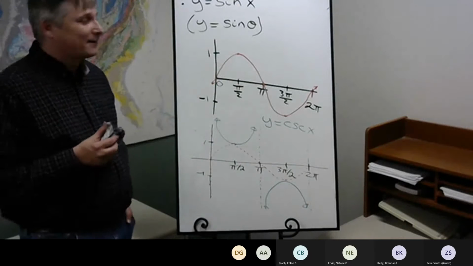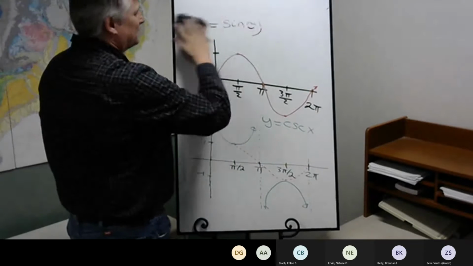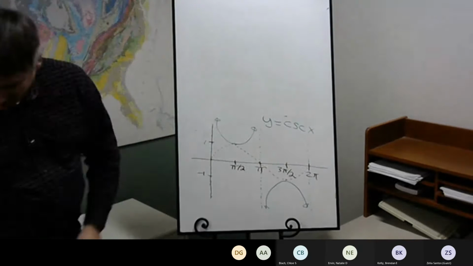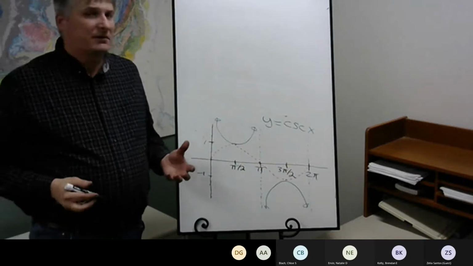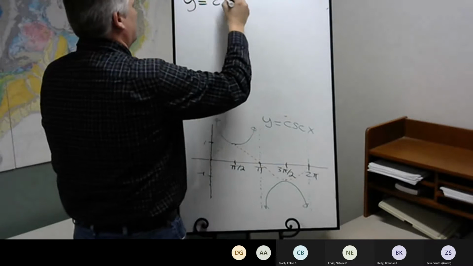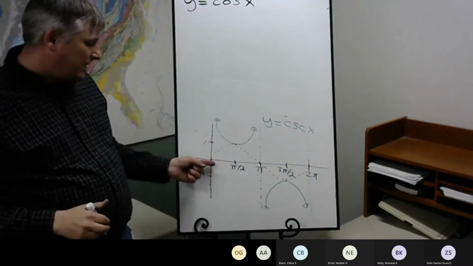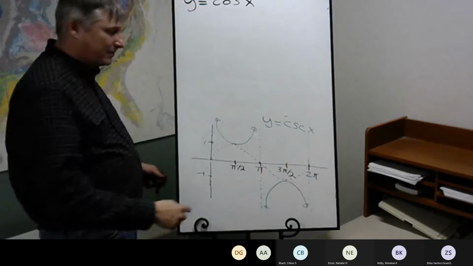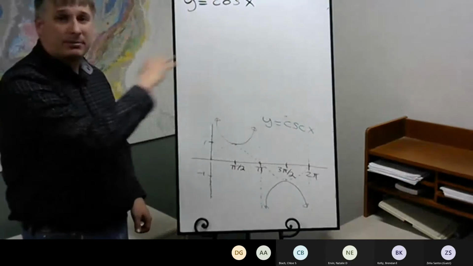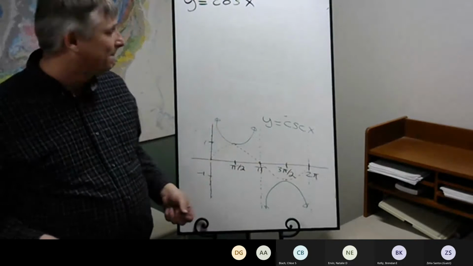So questions about that? All right. So that's sine and cosecant. Another two that are related to each other is cosine and secant. And again, cosecant, just want to mention this, it's 2 pi periodic. So what's going to happen is we're going to get another upward parabola and then another downward one, and it'll keep repeating this pattern for every 2 pi units.